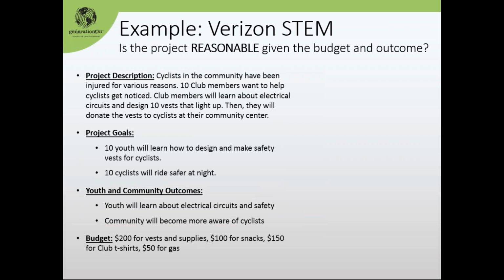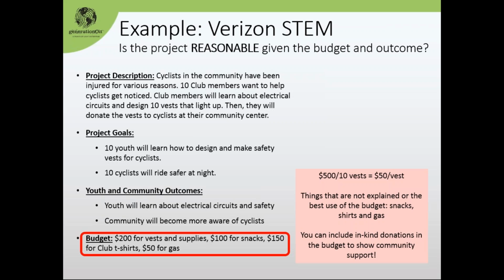All right, is the project reasonable given the budget and the outcome? So again, looking down at the bottom, they're asking for $500: $200 for vests and supplies, $100 for snacks, $150 for club shirts, and $50 for gas. So if we do the math, overall it would have been about $50 per vest, because they're asking for $500 to make 10 vests. However, things that aren't explained and definitely should be explained in the budget or the project description is how you are using snacks, shirts, and gas, and why they are necessary to make this project successful.